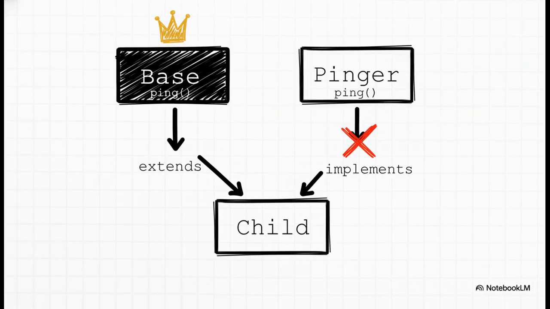Rule number one is the simplest. A class implementation always wins. So if your class extends a base class that has a ping method, and it also implements an interface with a default ping method, the one from the base class is what gets used. End of story. No ambiguity.